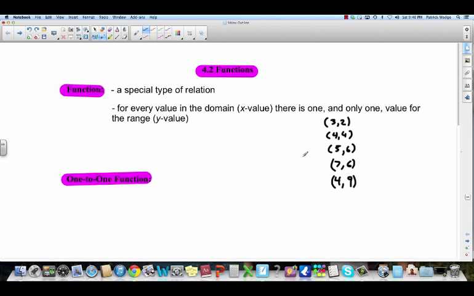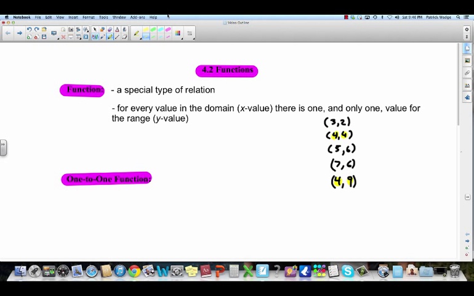What doesn't work is if we had another point like 4, 9. Now this is no longer a function. Why is this no longer a function? Because look, we have this 4 here, and it has an output or a y value of 4, but this same number, 4, just like we had here, is also an output of 9. So a single x value, in this case 4, has two y values. That's when you don't have a function.